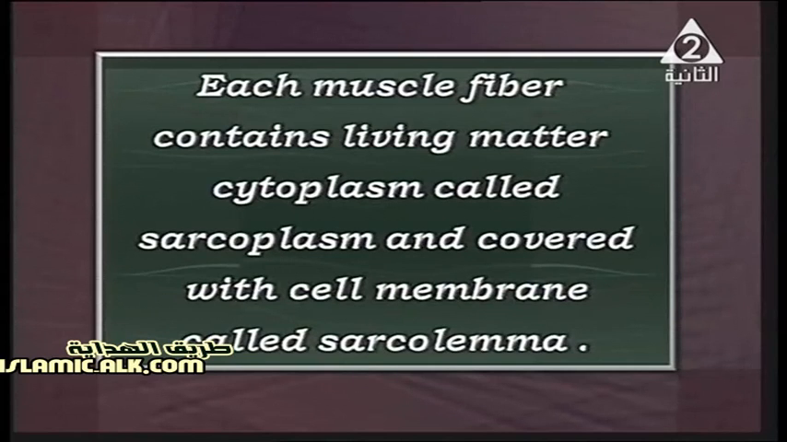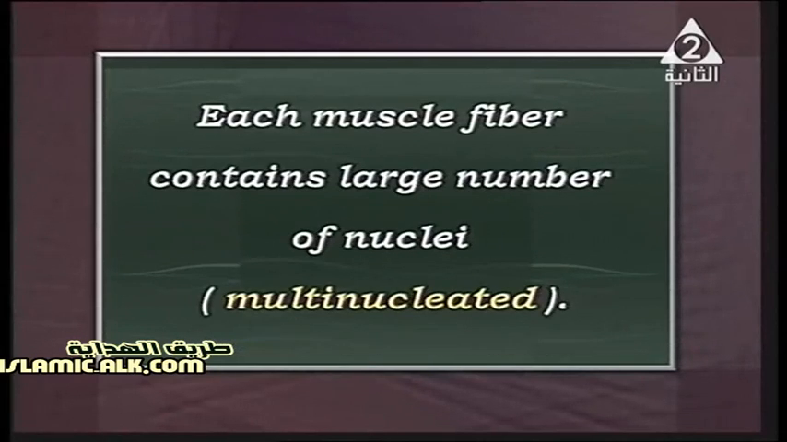Each muscle fiber contains living matter, cytoplasm, which has a unique name, sarcoplasm. And this sarcoplasm is covered with the cell membrane, called the sarcolemma. And each muscle fiber contains a large number of nuclei. This means they are multinucleated. It has more than one nucleus, not just one nucleus, but a large number of nuclei.